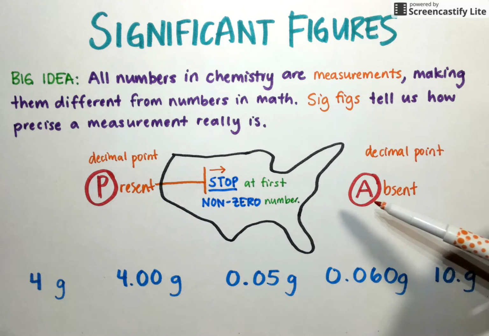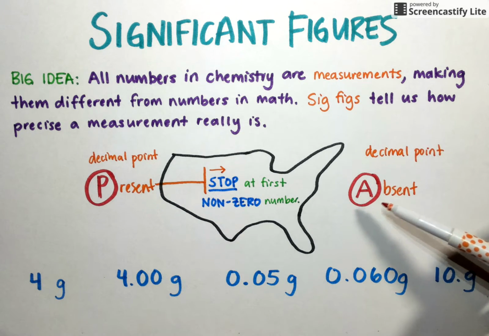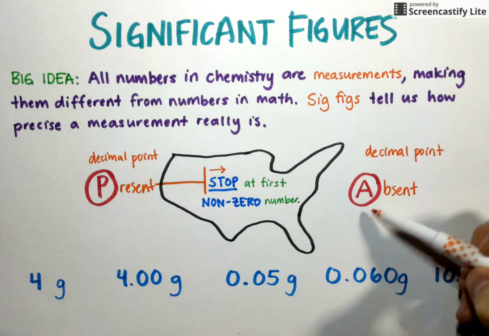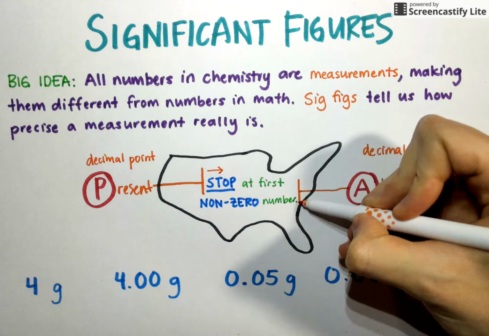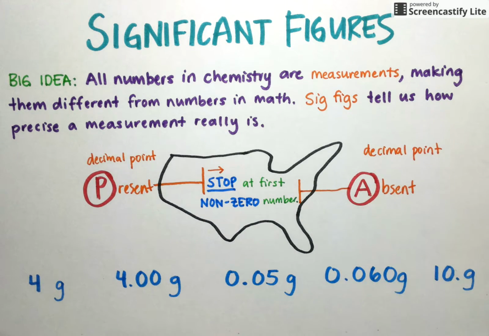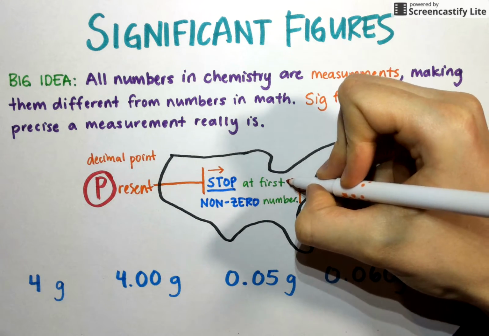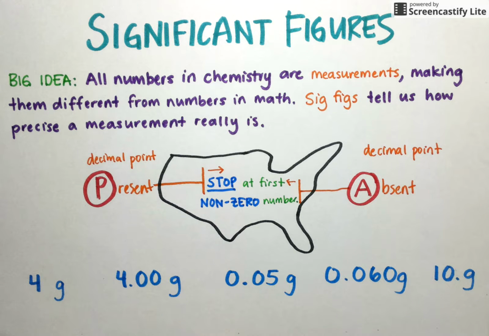On the other hand, if there is no decimal point in the number, it's absent, we're going to start on the right-hand side of that number and move in until we hit the first non-zero number. And at that point, everything to the left will be counted as significant. And this tactic works like 99% of the time as long as you're writing numbers properly. That is, not sticking zeros out in front of numbers like 4.